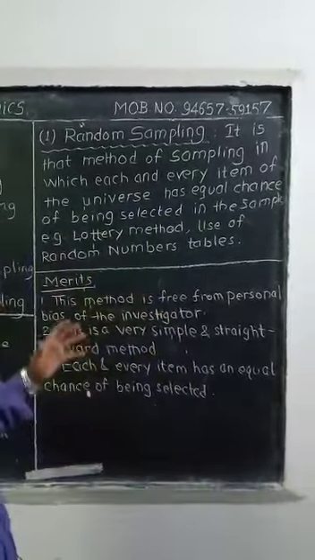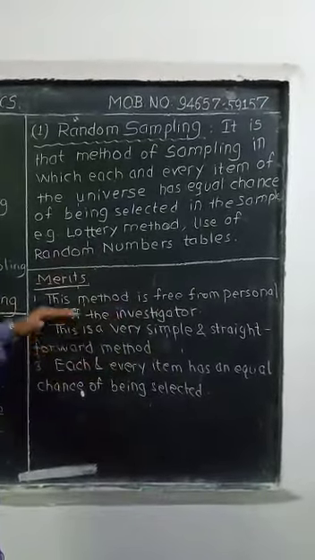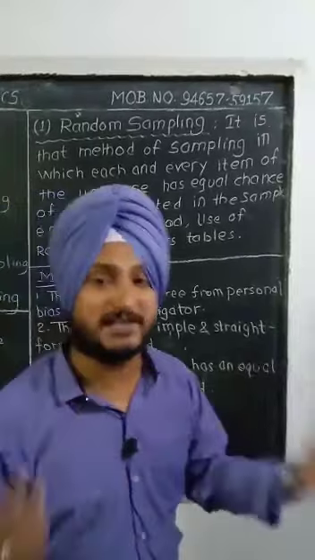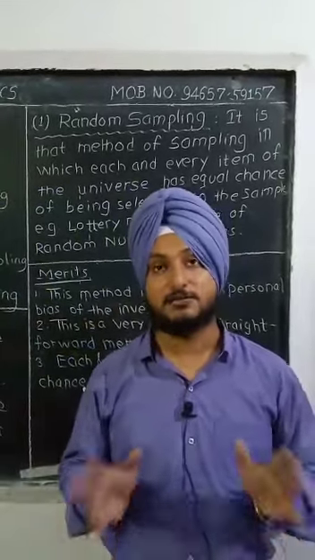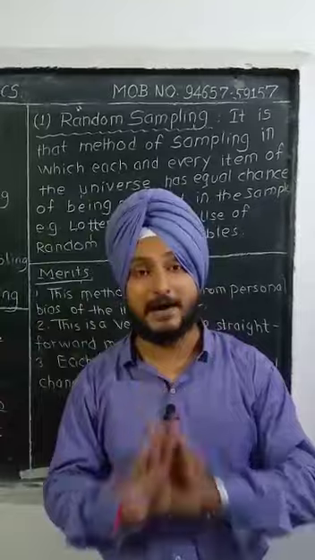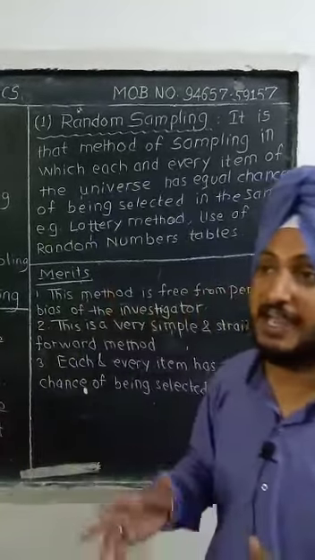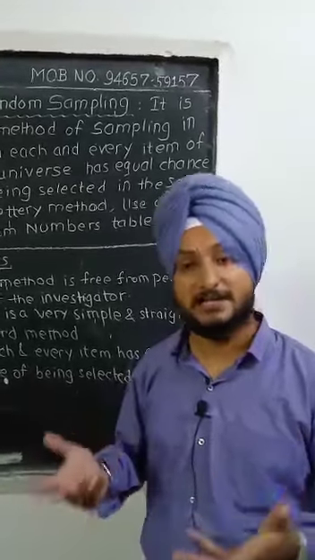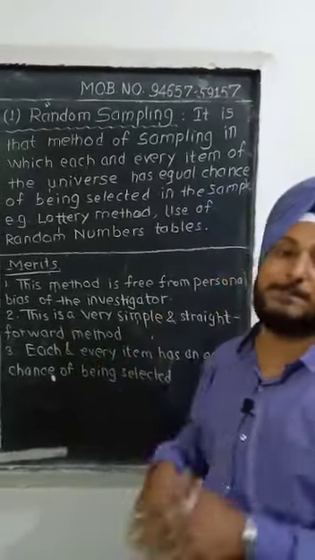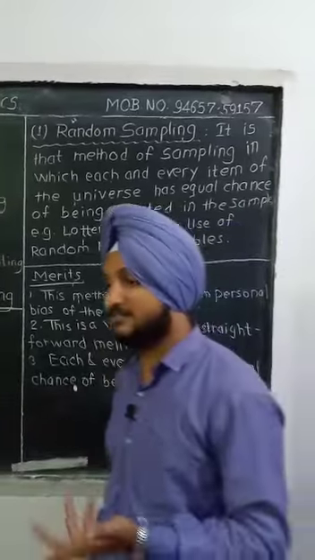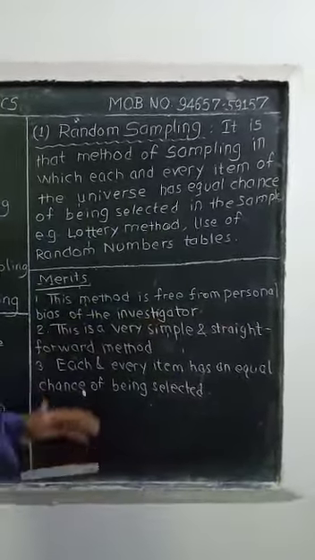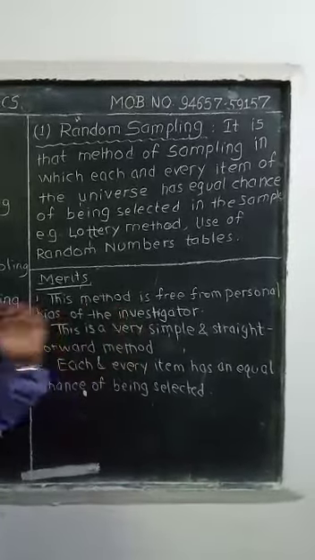Now, what are its merits? The first one is that this method is free from the personal bias of the investigator. There is basically no partiality in this method. He or she cannot show any partiality. Second, this is a very simple and straightforward method. There is no logic, no even number, no odd number, nothing like that. So it is a very simple and straightforward method.